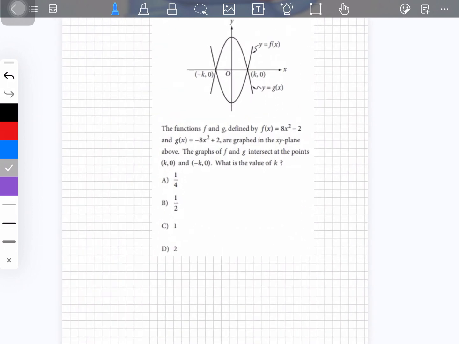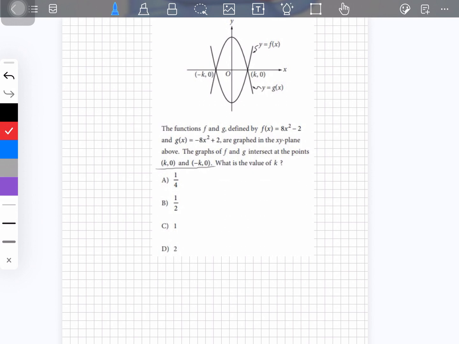It says the functions f and g are defined by f of x is equal to 8x square minus 2 and g of x is equal to minus 8x square plus 2, are graphed in the xy plane above. The graphs of f and g intersect at the points. So these two are the points. Let's change the color. What is the value of k?